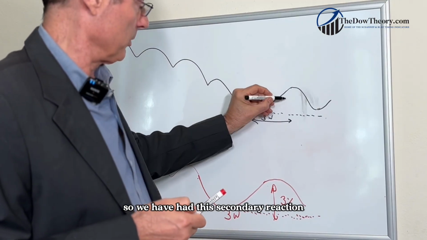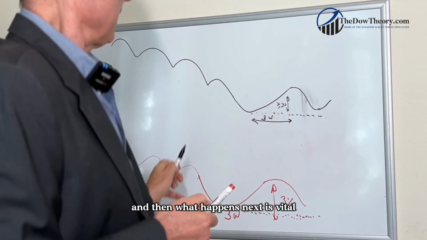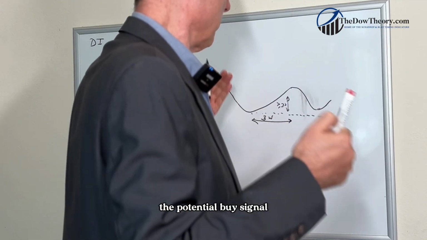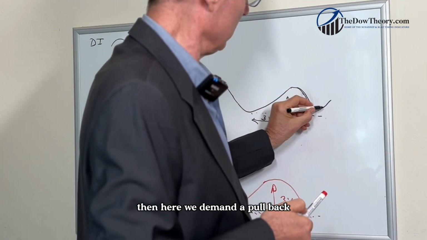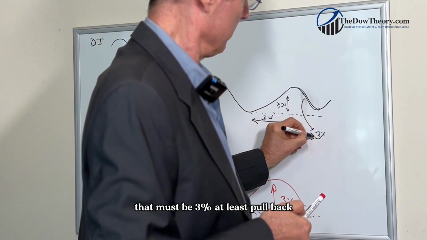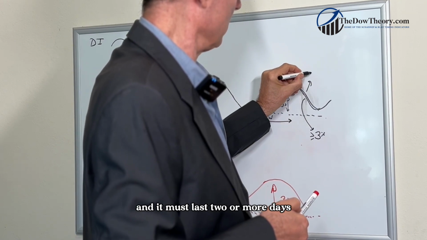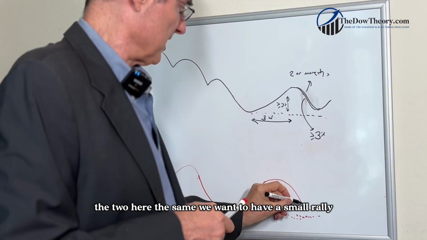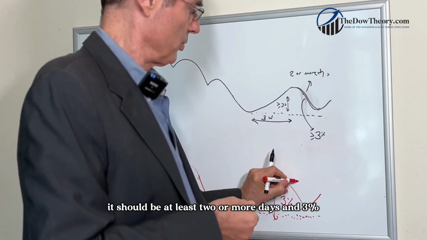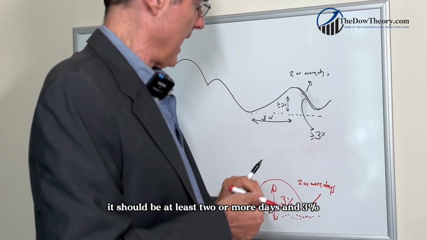So we've had this secondary reaction, 3 weeks and at least a 3% rally. And then what happens next is vital, because this is going to set up the potential buy signal. Here we demand a pullback that must be at least 3%, and it must last 2 or more days. Here the same, we want to have a small rally. It should be at least 2 or more days, and 3%.